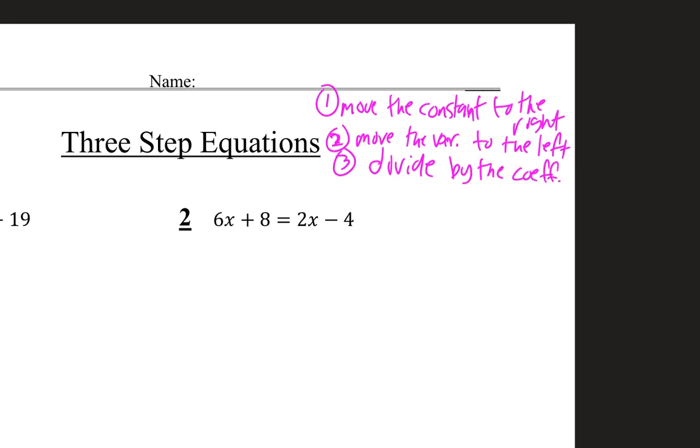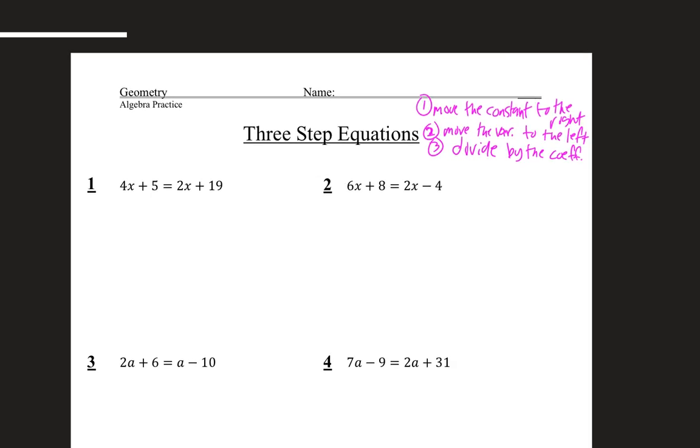Let's go through those three steps real quick. Let's look at number one right over here. Remember the first step, we're going to draw a line down our equal sign so we can separate the two sides. First step, move the constant to the right. The constant is the one without the variable term. So this is the variable term, and that's our constant. Opposite of positive 5 is negative 5.